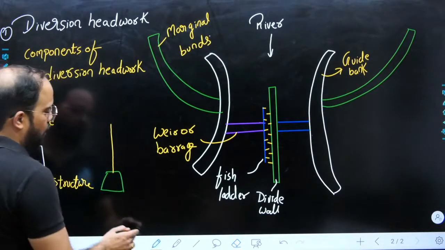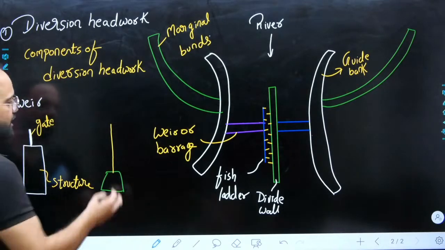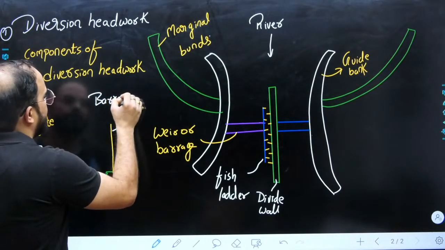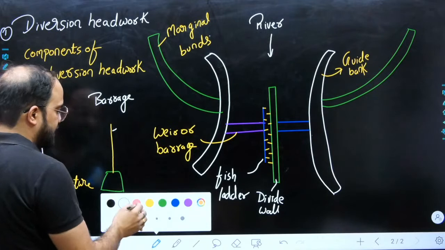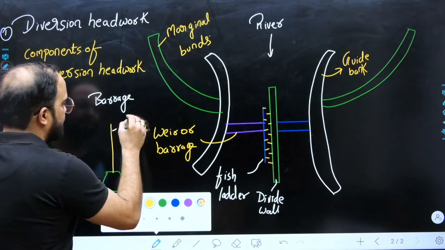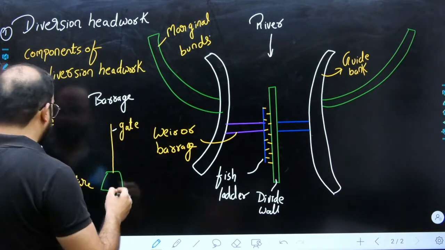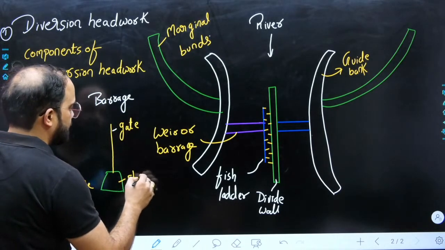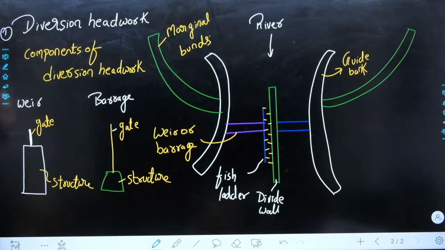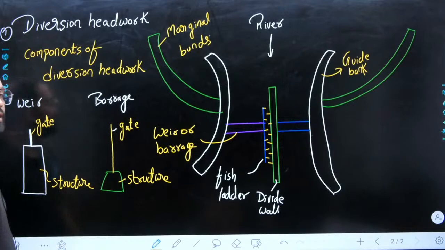Okay, so which is more costly? This will be the barrage. This will be your barrage. This will be a gate. This will be your gate, and this will be the structure. I hope it is clear what a barrage is and what a weir is.